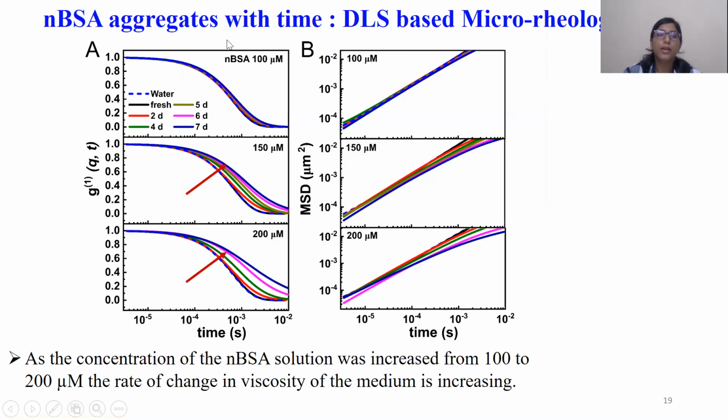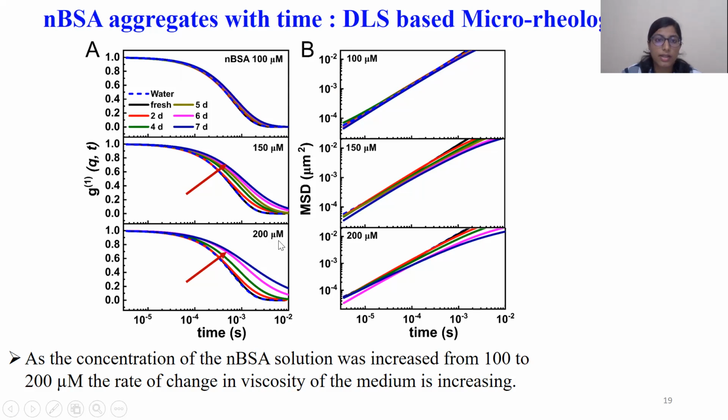Now, to understand the nature of the native BSA aggregates, we have performed a dynamic light scattering based microrheology study with native BSA aggregates at 3 different concentrations with increasing time. And we found that both 100 micromolar and 150 micromolar samples show almost no significant change in the MSD value with time. If you look at the MSD data on the right side, with time it's linearly increasing, just as in the case of the response of the particles in a purely Newtonian solution.